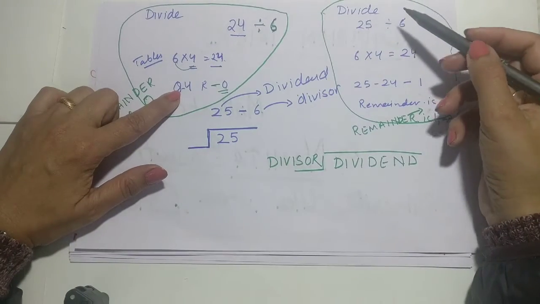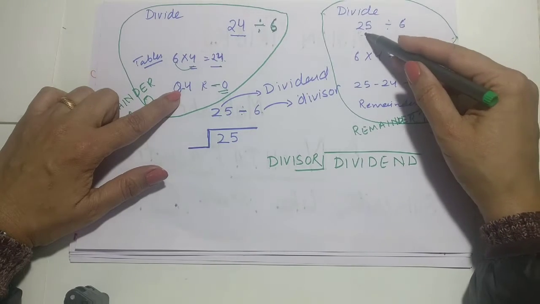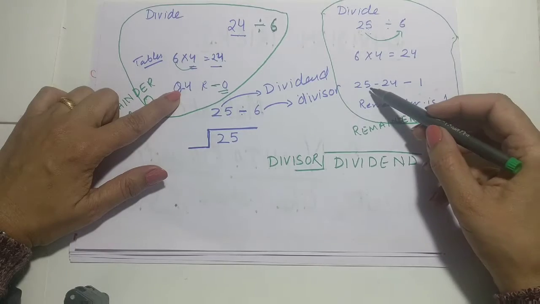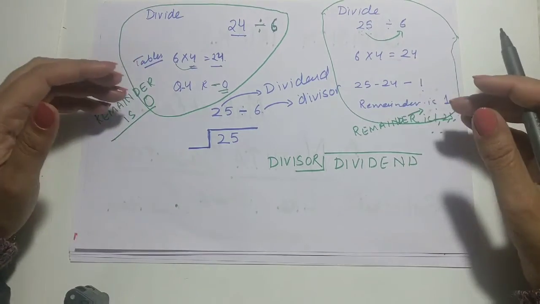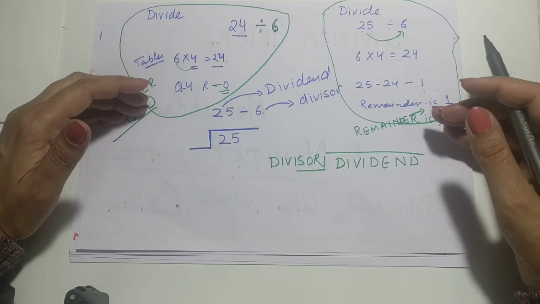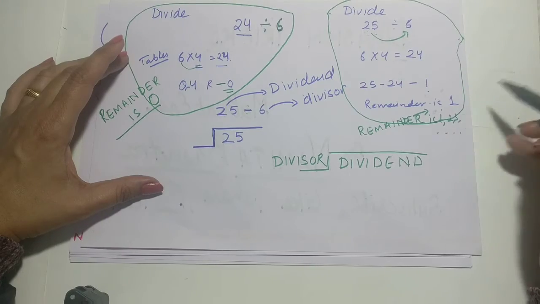But there are questions where maybe we take 25 divided by 6. So 25 doesn't come in the table of 6. In this case we will have a remainder, which is 1. So when you divide, you may get a remainder or you may not. You may get a remainder of 0, or you may get a remainder of 1, 2, 3, 4.